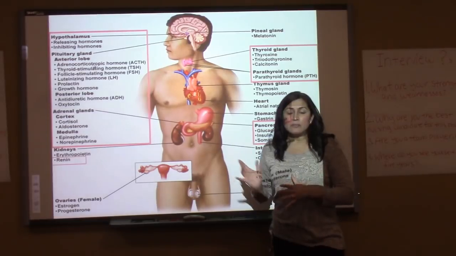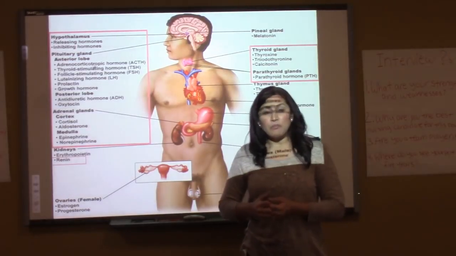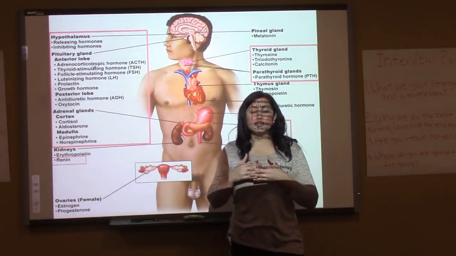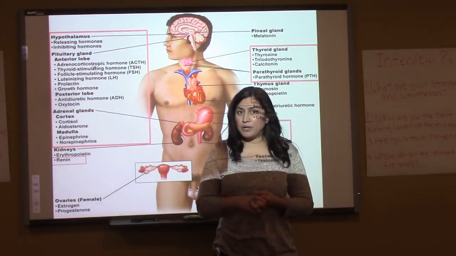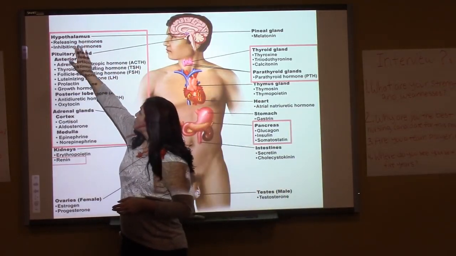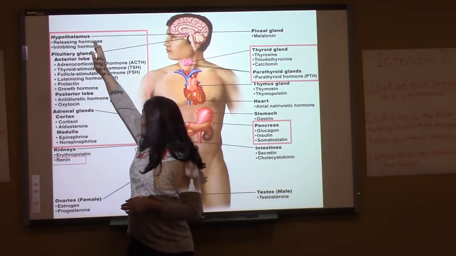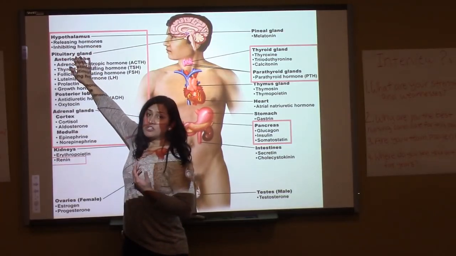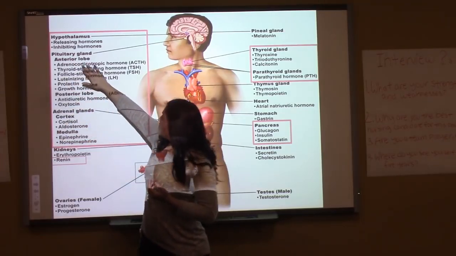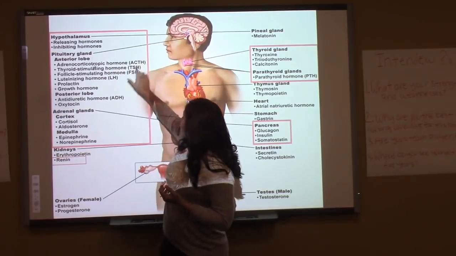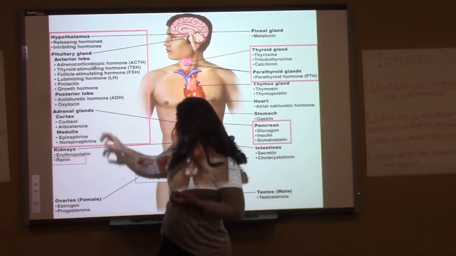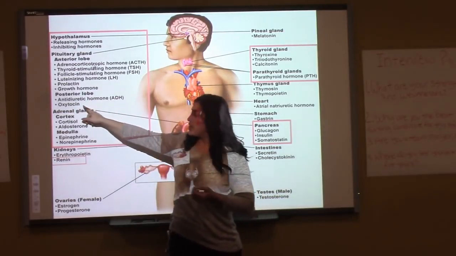Now, this shows all of the endocrine glands in our body, and the ones which are in the pink box, you are responsible to know for this upcoming exam. So, know the hormones released by the hypothalamus, so the releasing hormones and the inhibitory hormones. Know the hormones released by the pituitary gland, and there's anterior lobe as well as posterior lobe. So you have to know the ACTH, TSH, FSH, LH, prolactin, and growth hormone. From the posterior lobe, ADH and oxytocin.